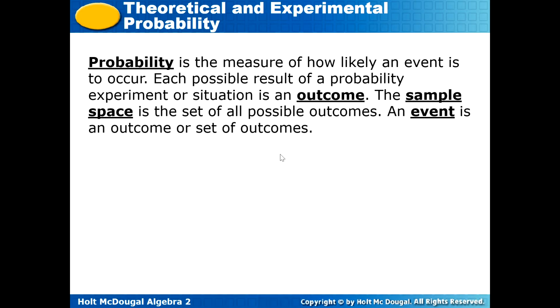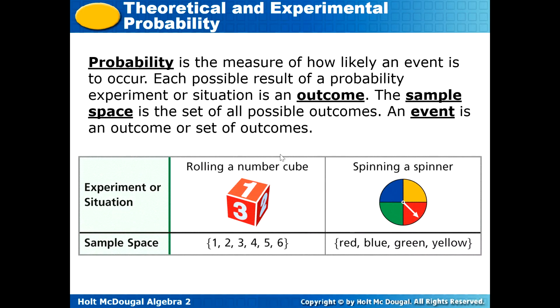So we have to know that it's kind of like a test. You have the total possible points on the bottom, and on the top you will have what you've gotten correct, and that's how you're going to get your probability. So for example, if we were rolling a number cube, and each one had a number on its face, we have a sample space of either rolling a 1, a 2, a 3, a 4, a 5, or a 6. If we were spinning a spinner, and this is what the spinner looked like, we would have a total possible sample space of red, blue, green, or yellow.